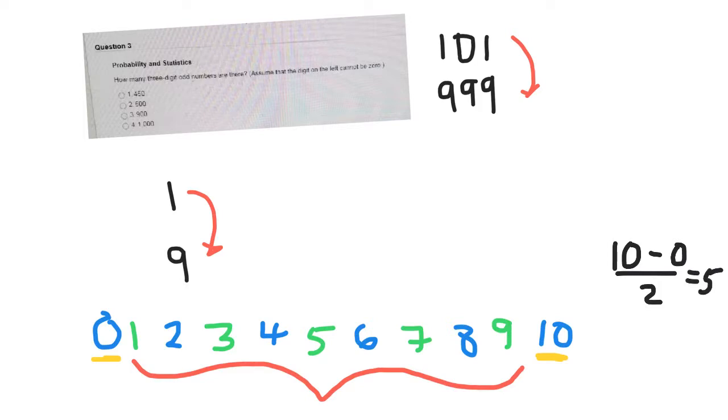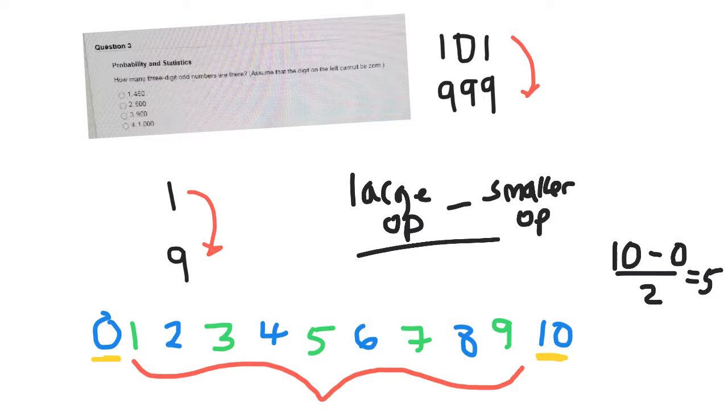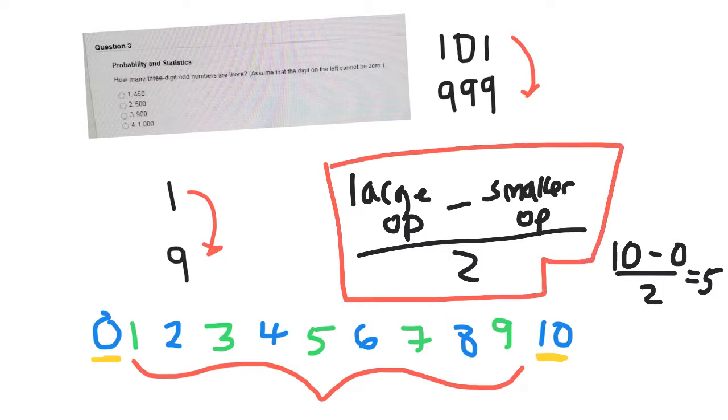So this is a decent formula. You could take the larger outside parameter, we'll call it OP, minus the smaller OP, and then divide that by 2. So that should work if you're trying to find the amount of blank-digit odd or even numbers. In this case, the larger outside parameter would be 1000, and the smaller outside parameter would be 100.